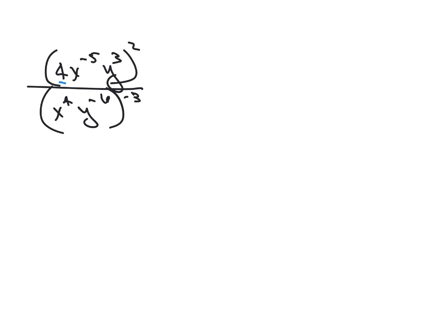So each of these, 4, x, and y, are being squared. So let's go ahead and give this a shot. 4 squared is 16. Negative 5 squared is negative 5 times 2, which is negative 10. y cubed squared, which is 3 times 2. Do the same thing down on the bottom. x to the 4th to the negative 3 is going to be x to the 4 times negative 3.